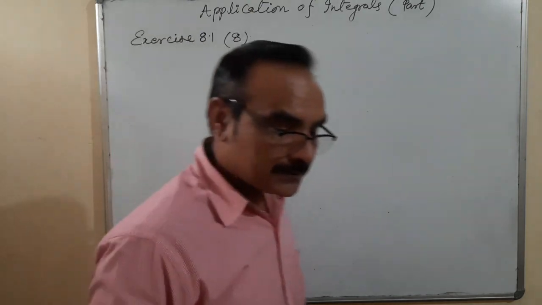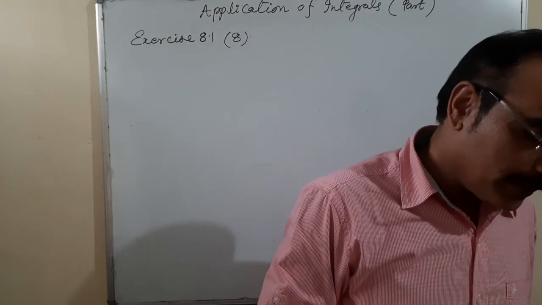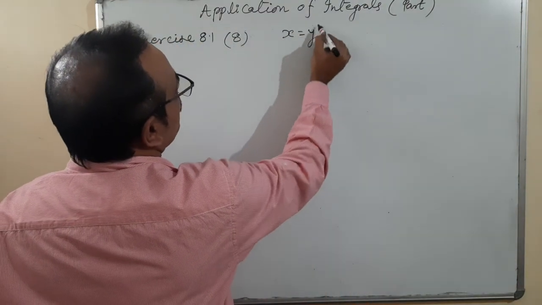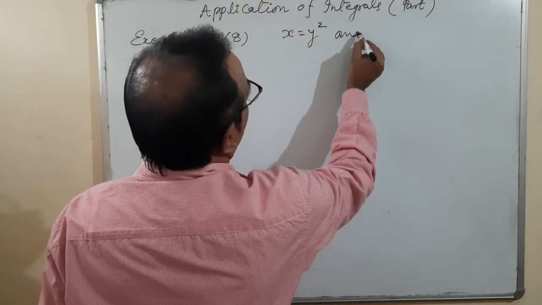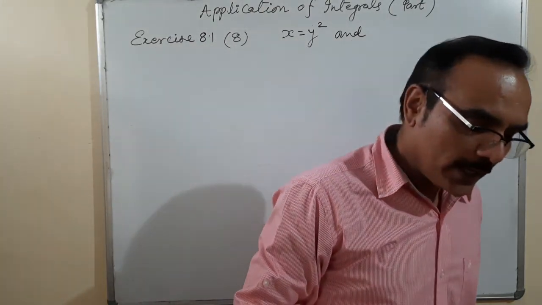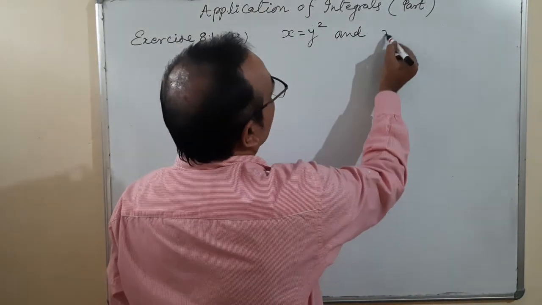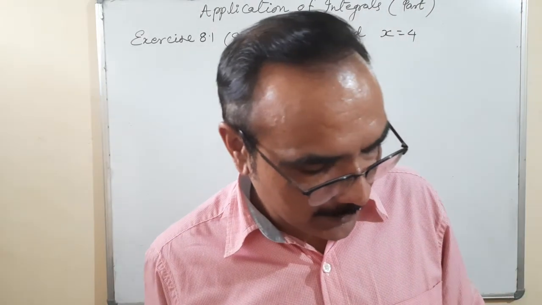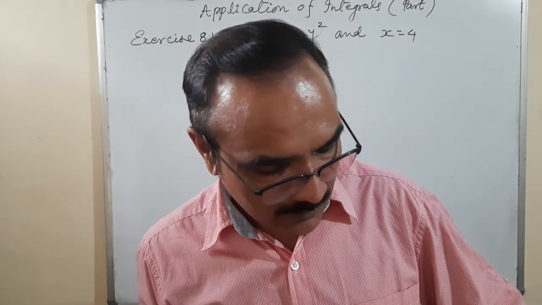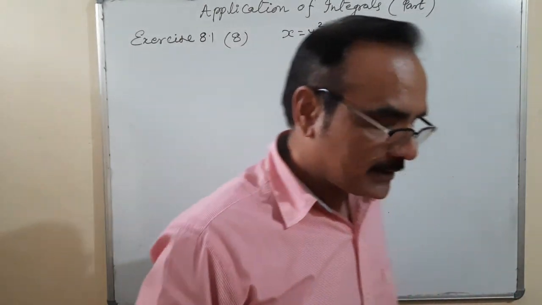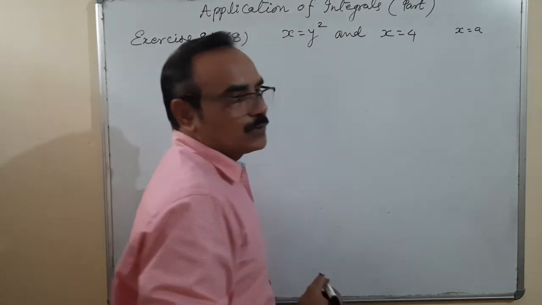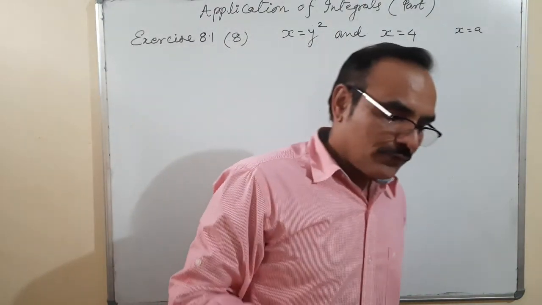Question number 8. Find the area between x is equal to y square and x is equal to 4, divided into two equal parts by line x is equal to a. Okay. Find the value of a.